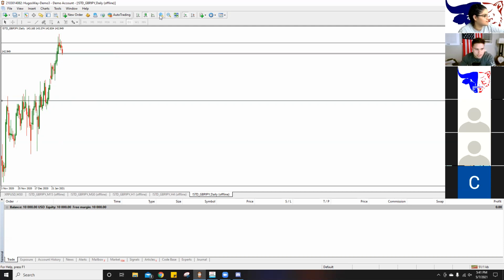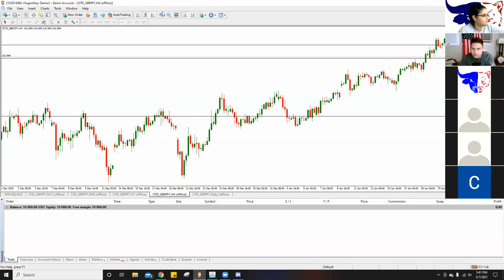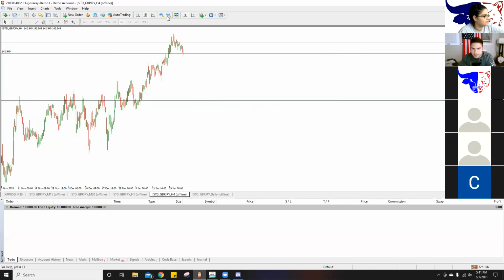I normally, in this instance, look for some kind of support to be created to then come up and retest that high. But on the lower time frames, we just have to see what's going on. We may have opportunities for sales, being that it is bearish on the daily.